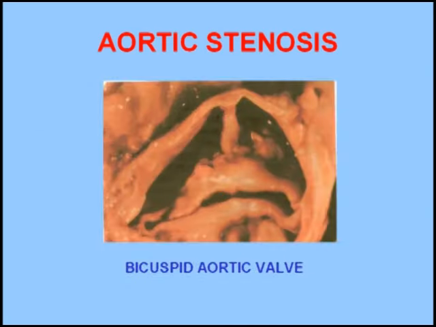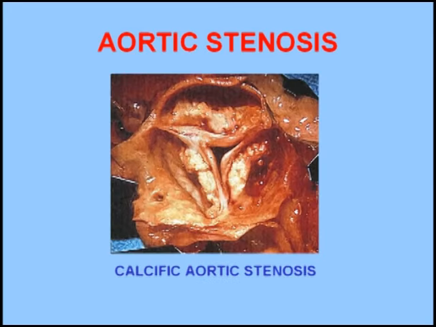In many adult patients, aortic stenosis occurs in the setting of a congenital bicuspid aortic valve. Once the valve calcifies, the second heart sound may become inaudible.